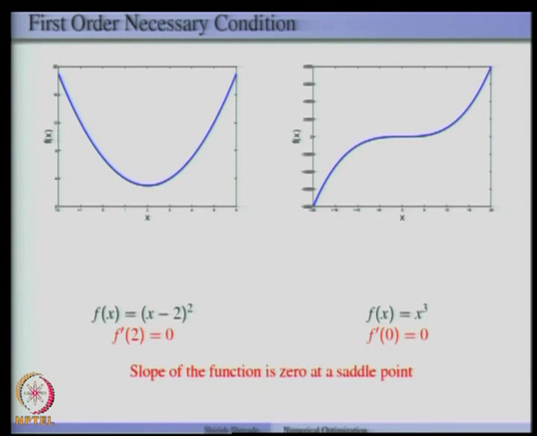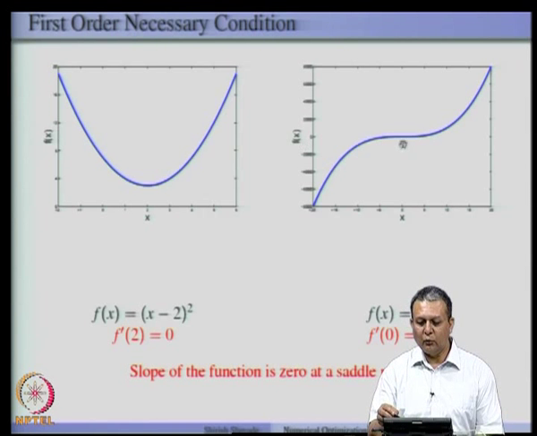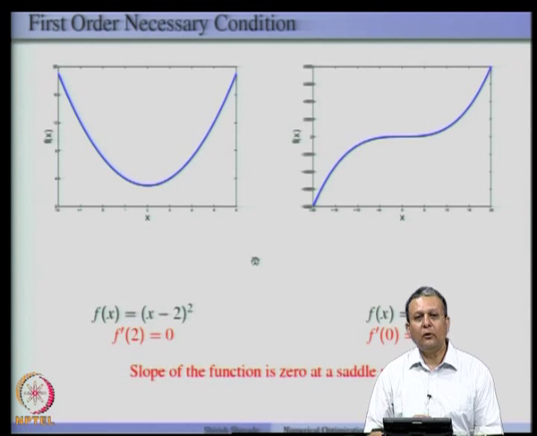Now, let us consider one more case. On the right panel you will see a function f of x equal to x cube. So, the f dash x at x equal to 0 is 0, but you will see that the function increases in one direction and decreases in the other direction. So, if you move x to minus infinity, the function goes to minus infinity. So, the slope of the function really does not tell us anything about the existence of a local minimum or local maximum at that point.